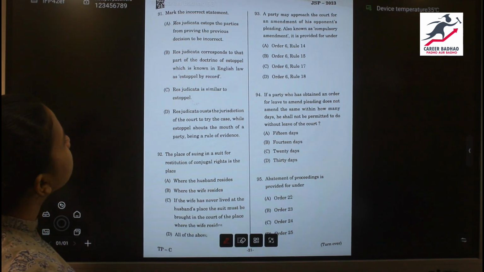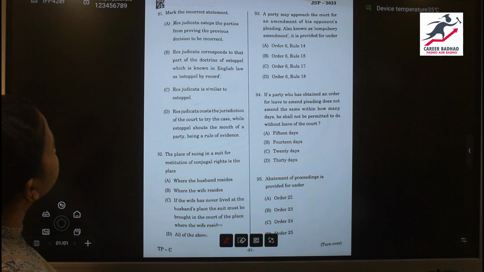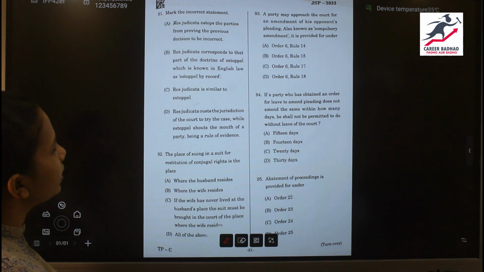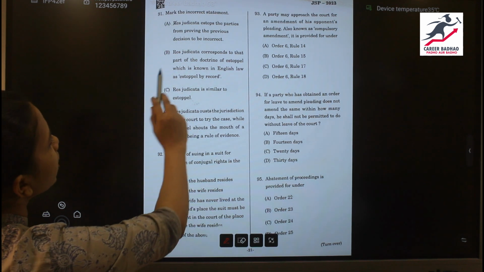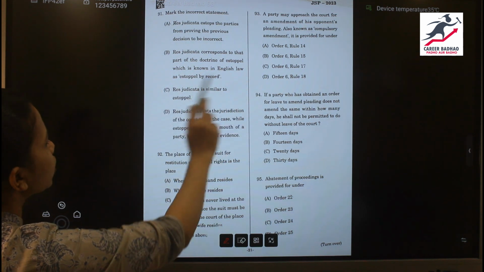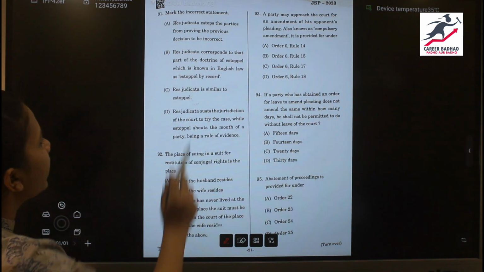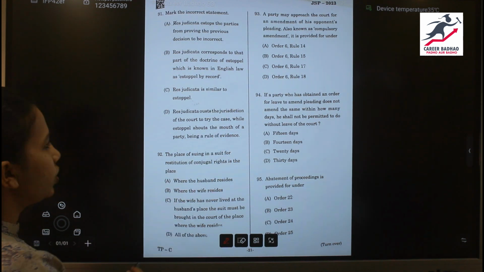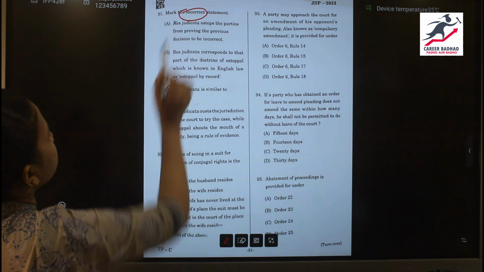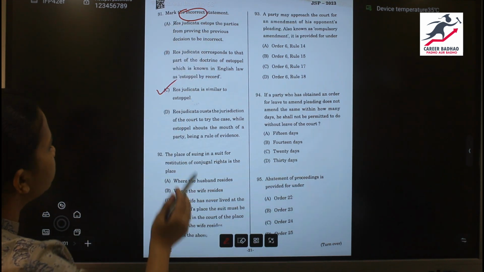Okay, mark the incorrect statement. This is from CPC Section 11, res judicata. Res judicata stops the parties from proving the previous decision to be incorrect. Yes. Res judicata corresponds to that part of the doctrine of estoppel which is known in English law as estoppel by record. Yes. Res judicata is similar to estoppel? No, it is not similar to estoppel. Here it is asked which statement is incorrect. So the correct answer would be option number C.